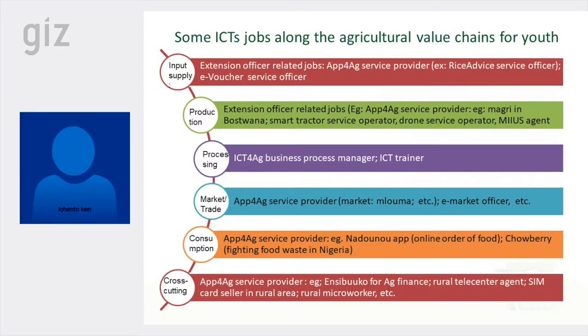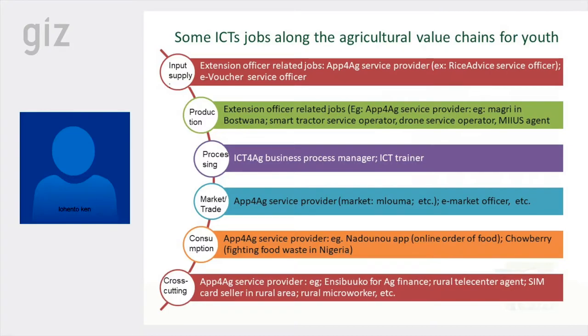At that level, I didn't find many, but I think when you have ICT capacity and you are working with a company as a business process manager, you are already in that value chain, benefiting from ICT job opportunities. And you can also be just a trainer, training companies that are working in the processing industry of a specific commodity, for example. Regarding market trade, you know already many market access applications that exist. So I won't develop that.